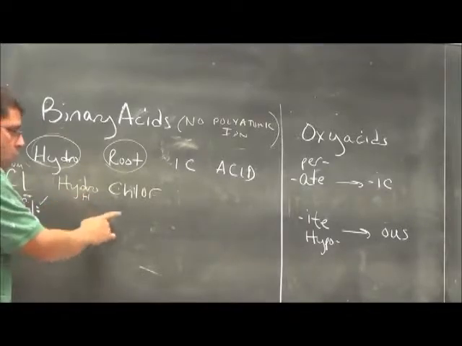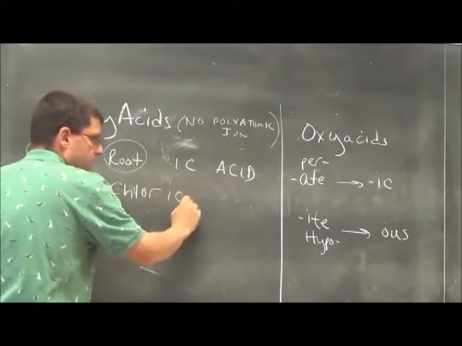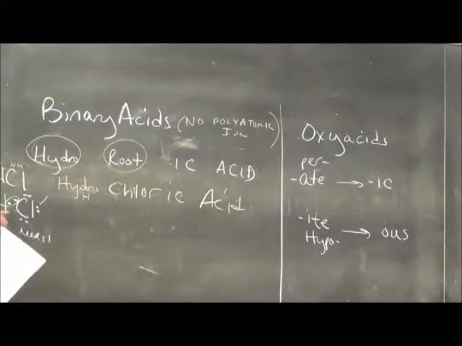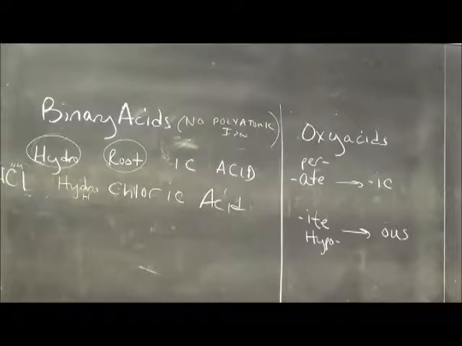So we go hydrochlor, ic, acid. Hydrochloric acid. IDE endings will go with ionic compounds and a few polyatomic ions. Okay, so let's take a look at another one here. HBr.